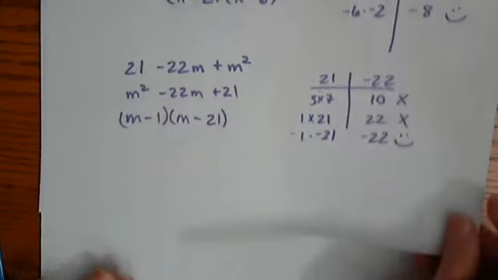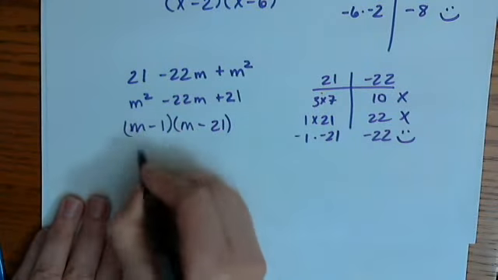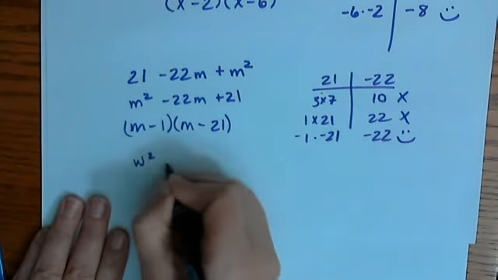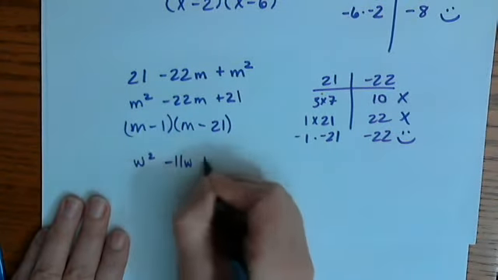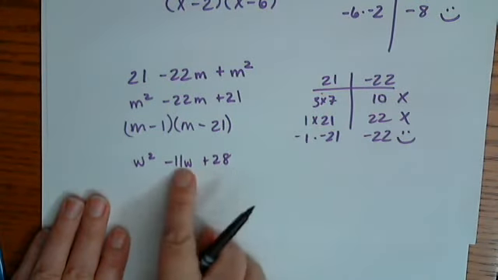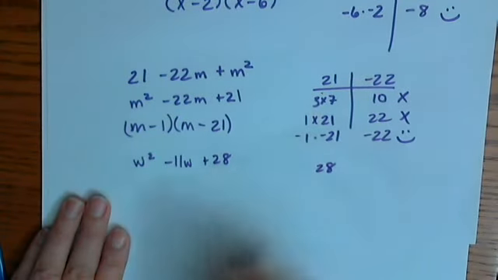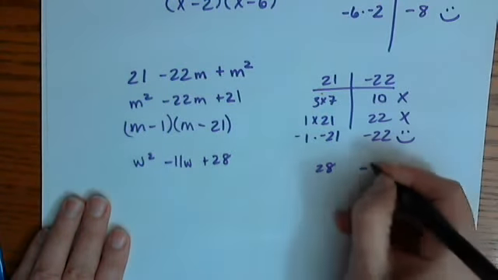2b, let's do 2b here right at the bottom. 2b, pause the video and start when you're ready. w squared minus 11w plus 28. Which number do I want to multiply to? Multiply to 28, add to a negative 11.